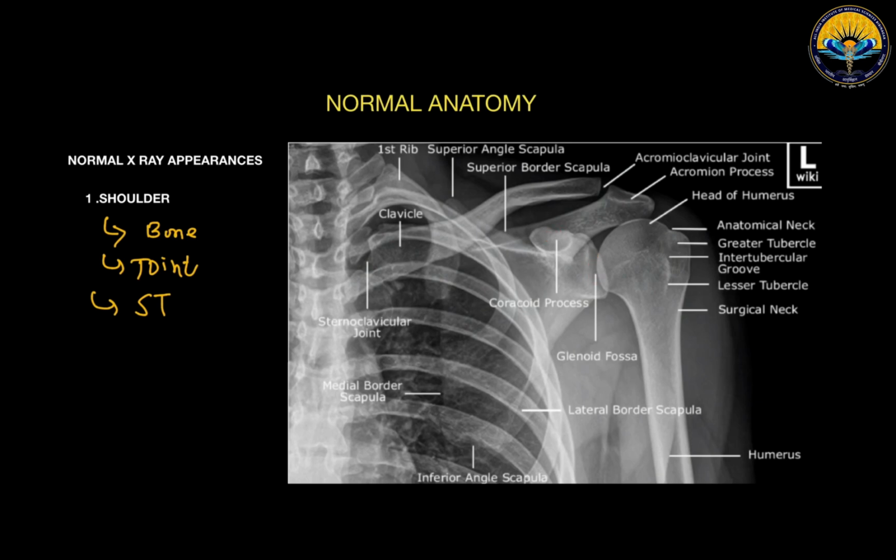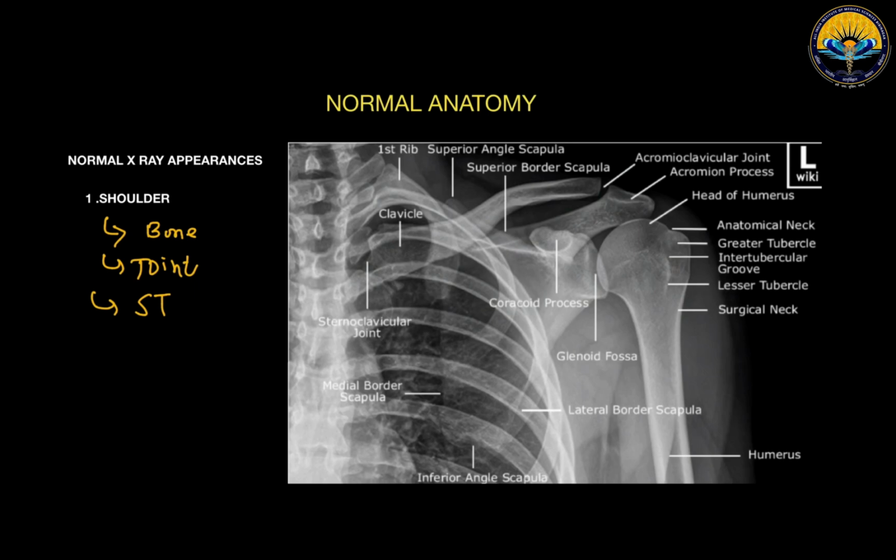Right, this is the first rib. Here we have the superior angle of the scapula, and here we have the inferior angle of the scapula. This is the lateral border of the scapula. This one is the medial border of the scapula, and here we have the sternoclavicular joint that we discussed before.